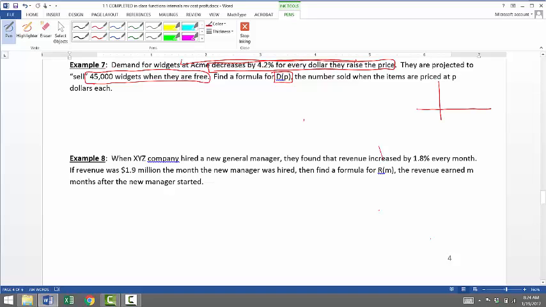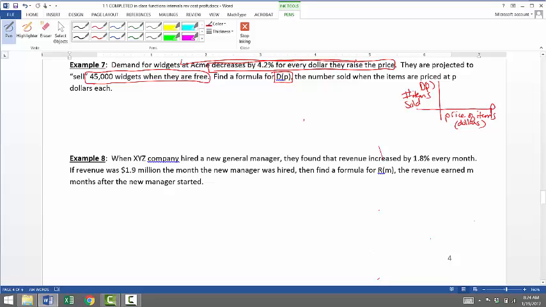P is the input of D of P. P stands for price of items in dollars. D of P is the output. D of P stands for the number of items they sell. So we would go along the input axis and say they're charging $1 per item, $2 per item, $3 per item, and so forth, and it would tell us then how many they sell if they're charging that price.